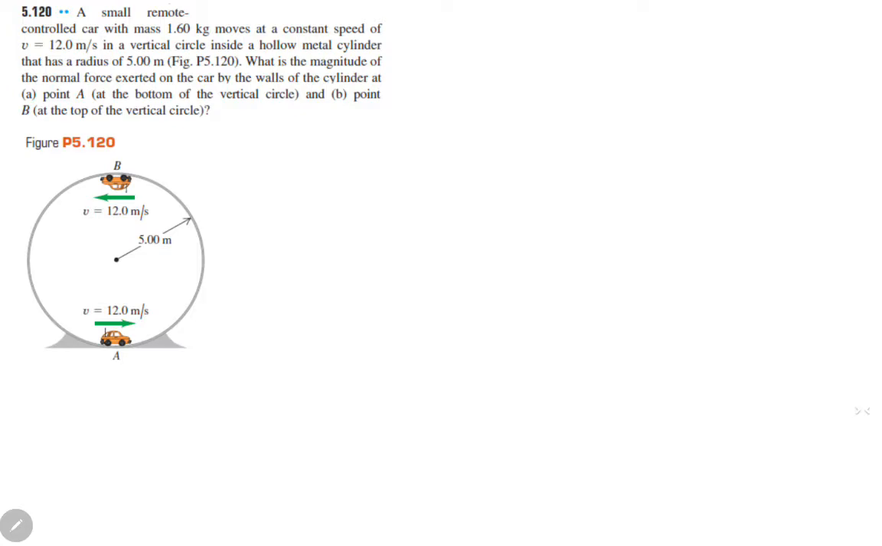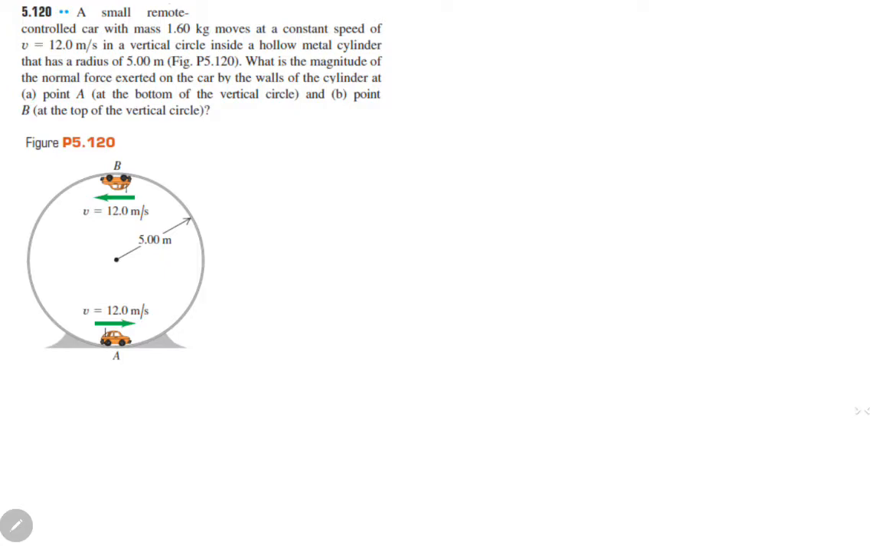So let's look at the situation at A and B. Notice that the tangential velocity is 12 meters per second, and at the top part it is also 12 meters per second. So I will assume that throughout the journey of this loop, the car maintains a constant tangential velocity. This type of circular motion is called uniform circular motion. The other one, which you call non-uniform, is where the tangential velocity may change in magnitude as it goes around the loop, for example.